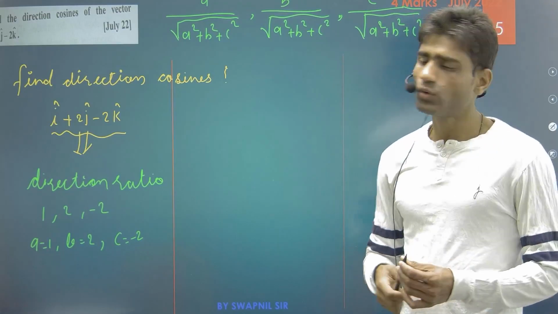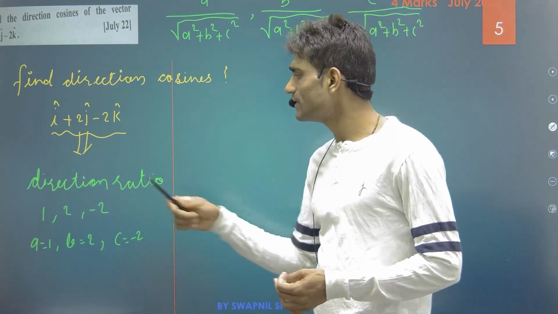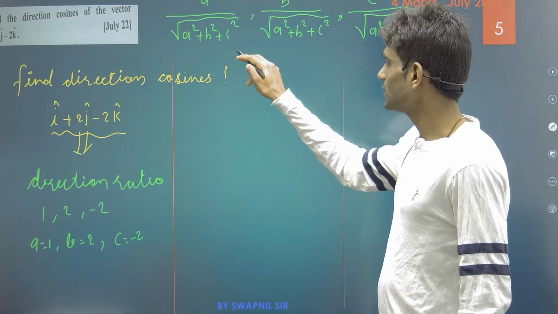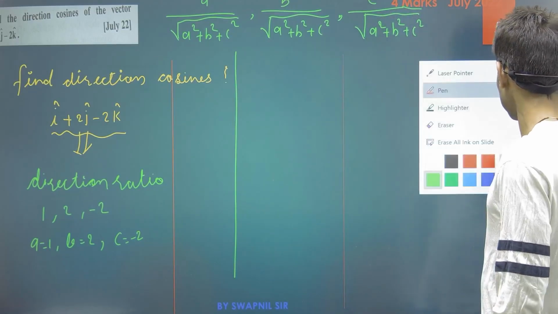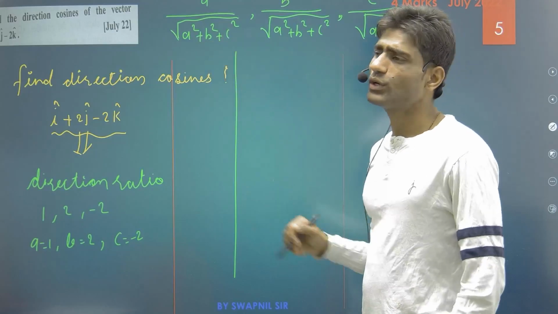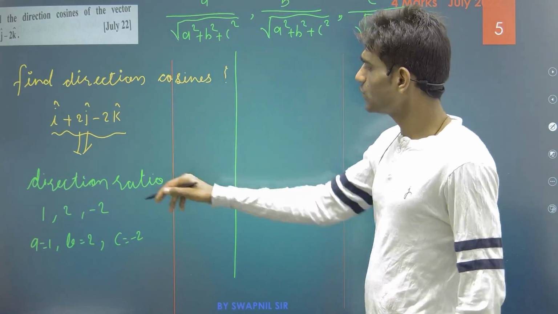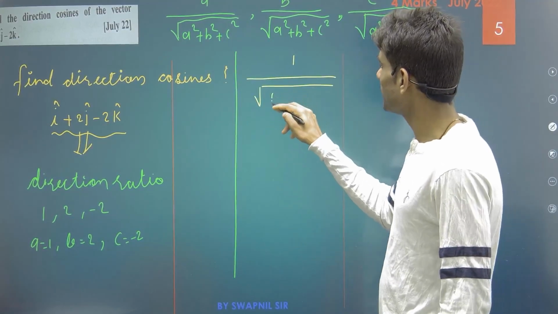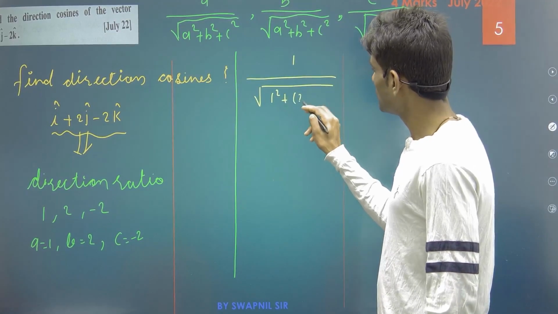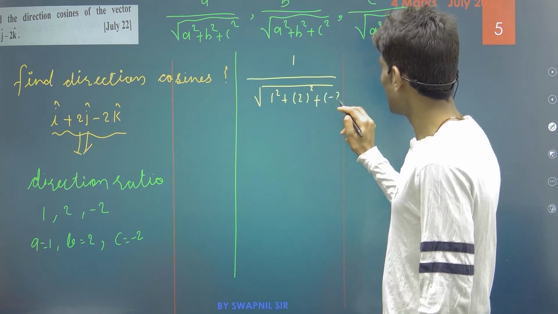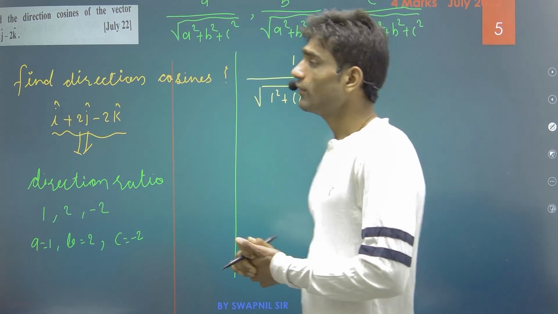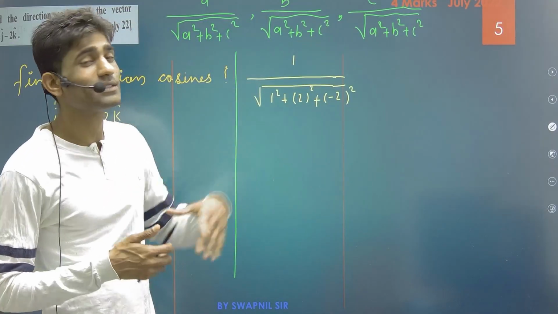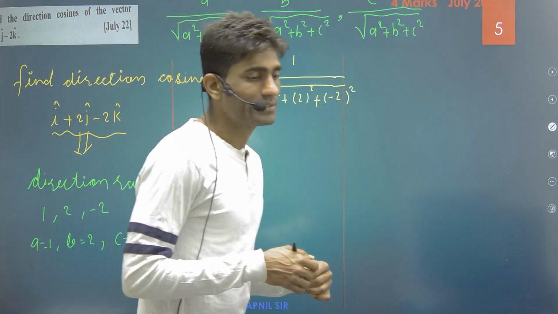We already have the values of a, b, c, which are the direction ratios for our vector, so let's substitute them. The first direction cosine is a upon square root of a square plus b square plus c square, which is 1 upon square root of 1 square plus 2 square plus (minus 2) square. Similarly, we find the second and third direction cosines.